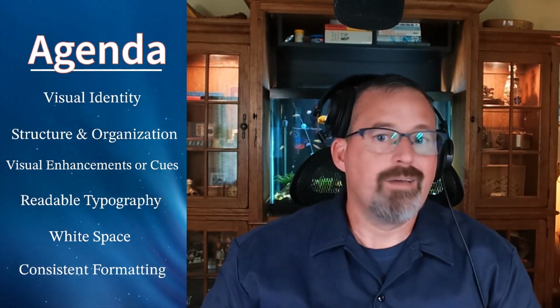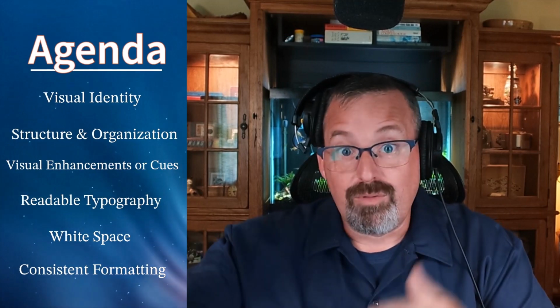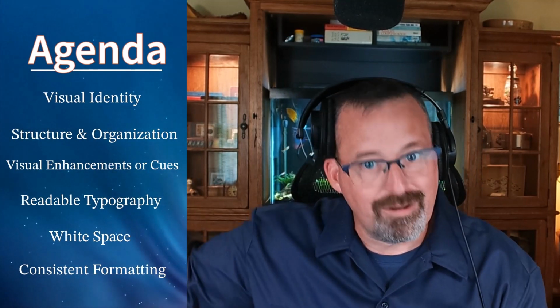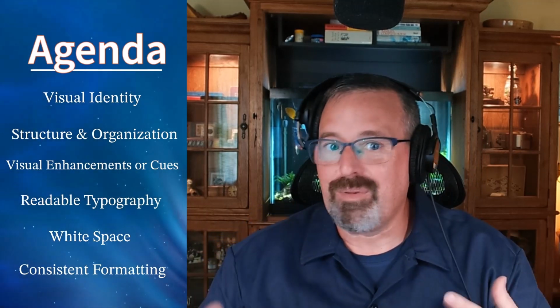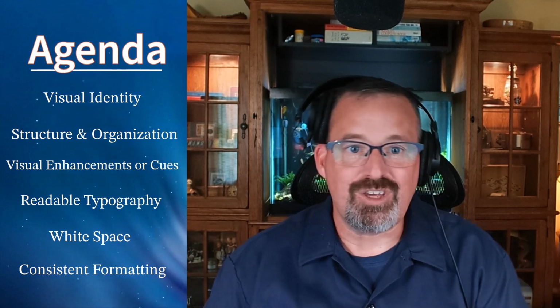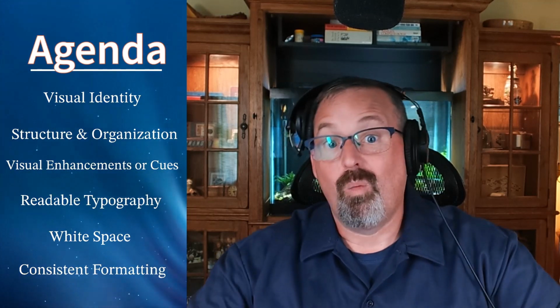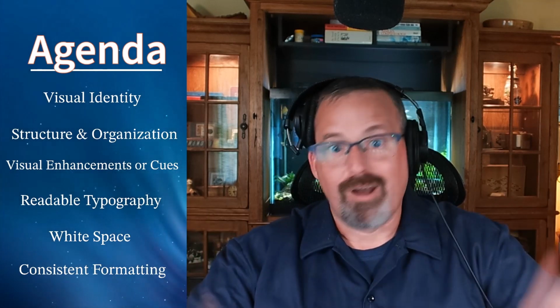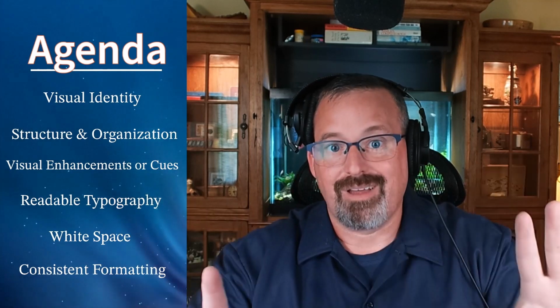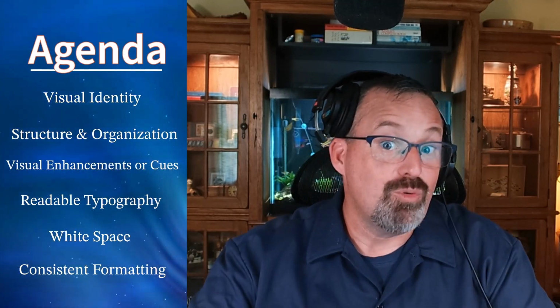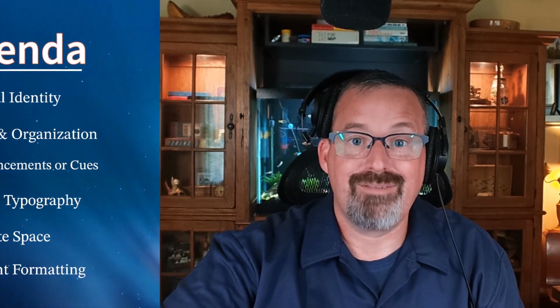So that being said, for those who don't like to sit through the whole thing, if you just wanted the main points without any of the ideas behind them, here they are under the agenda. So we're going to talk about visual identity, structure and organization, visual enhancements and cues, typography, white space, and consistent formatting. So, right out of the box, those are the 6 things, but I think there needs to be a little bit behind those. So don't tune out. Let's kind of dive in and see exactly how these all work.